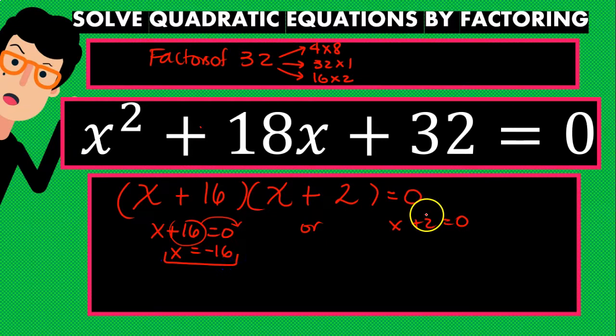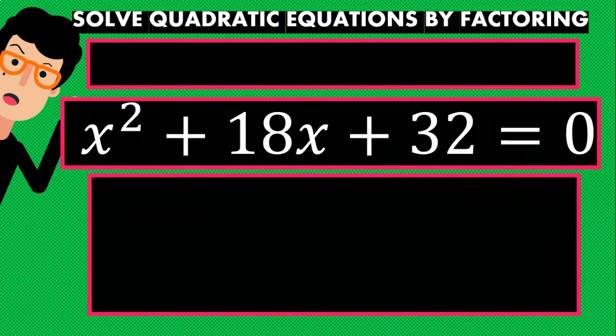Or we can also say the same thing for this one. So x is equal to minus 2. Guys, feel free to check out the description in order to find out the video of the zero product property. For now, let's continue with the next problem.